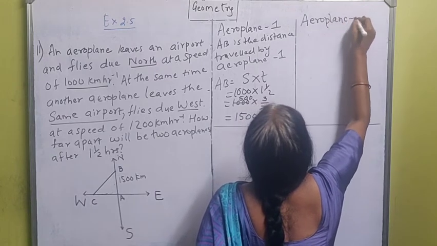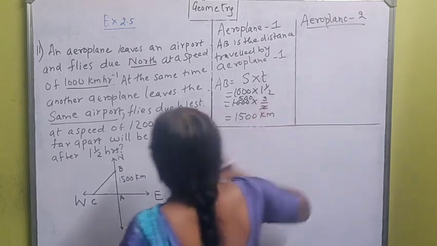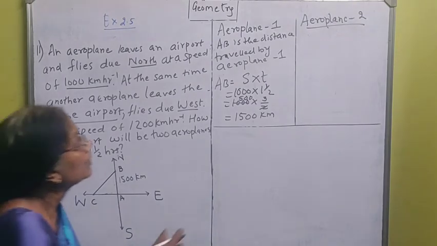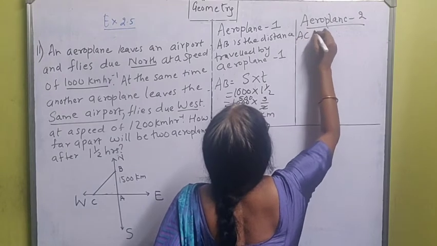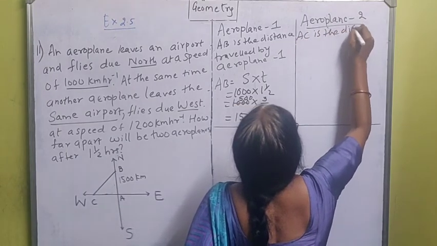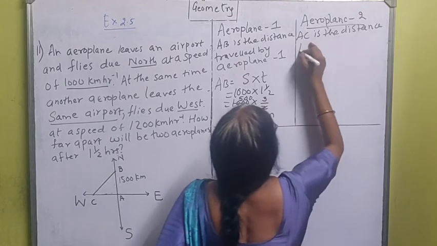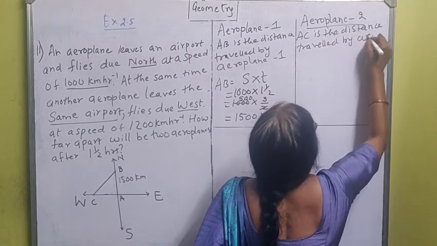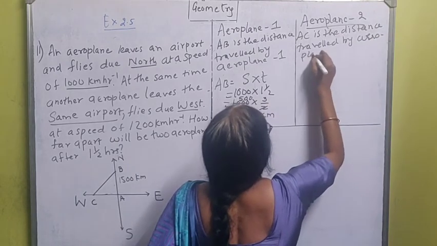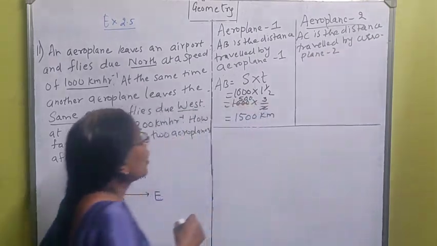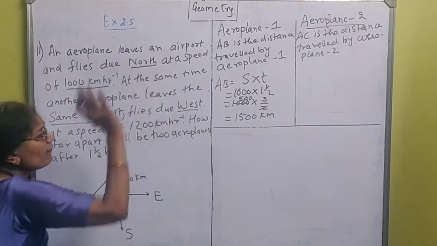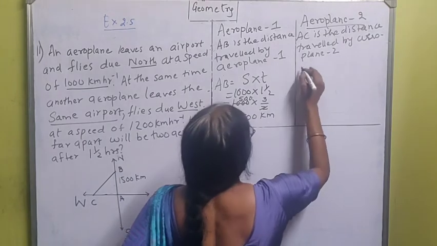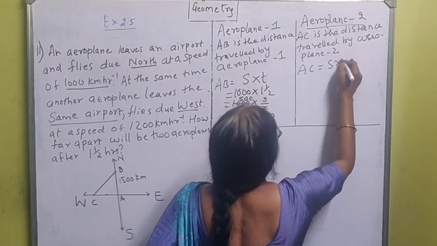Aeroplane 2. So what is for aeroplane 2? AC is the distance travelled by aeroplane 2. So how to find out the same distance? Same formula. Distance is equal to speed into time. So what will I write down? AC is equal to S into T.